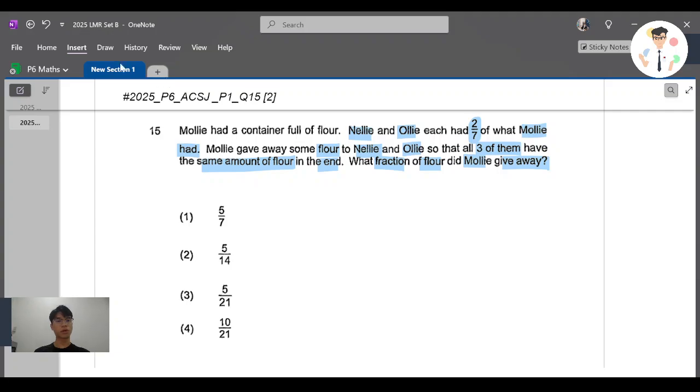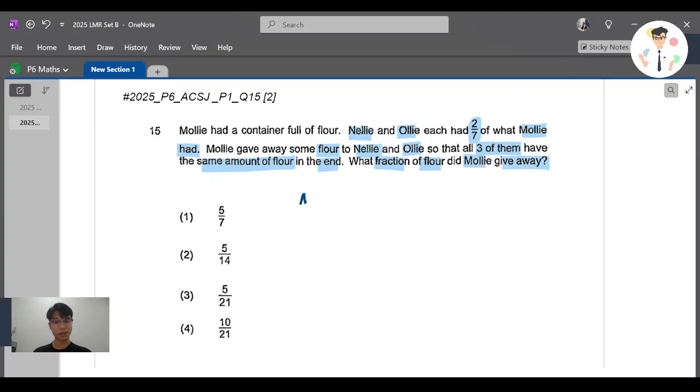So let's try to draw M and O, and just put this into a big idea. Nelly and Ollie each had 2 out of 7 of what Molly had. It means that if Molly has 7 units, N and O actually have 2 units, 2 units. Does it make sense? 2 out of 7, right? Now what happened here is Molly gave away some flour, I don't know how many, so that the 3 of them have the same amount of flour in the end.